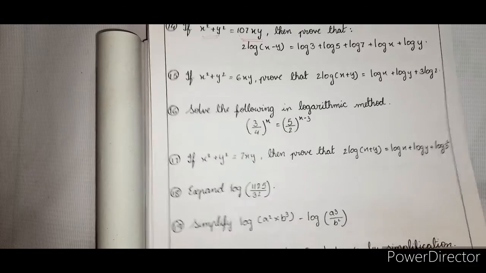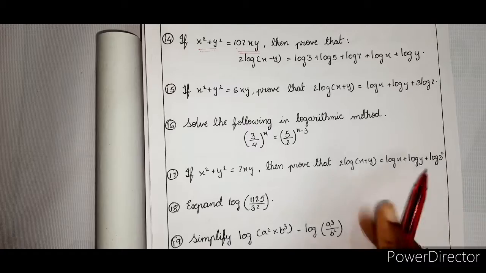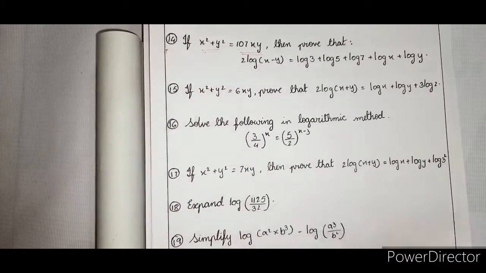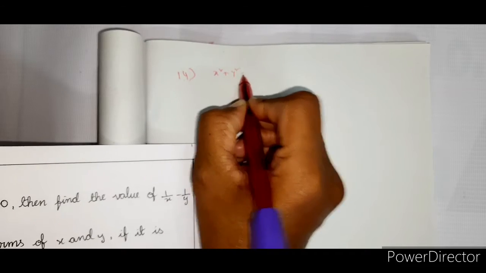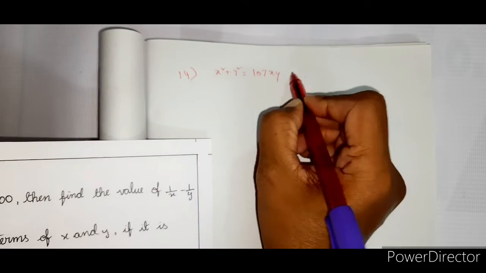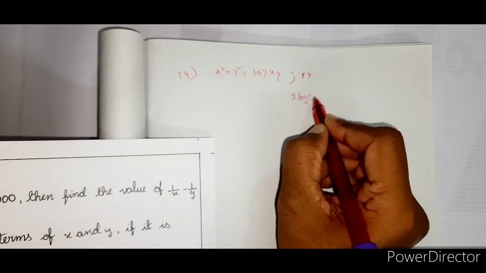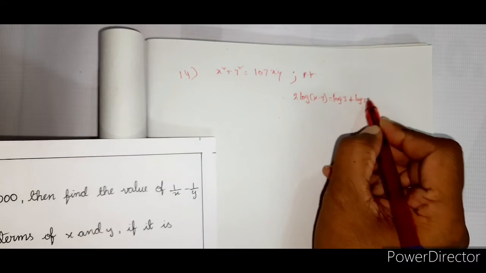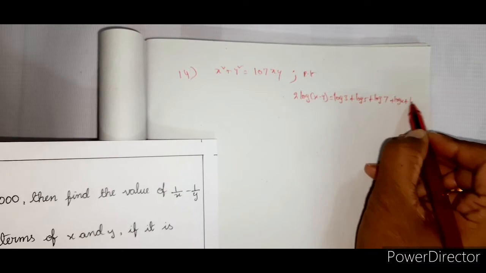So, for those who have not watched yesterday's video, let me help them by solving one particular problem out of these. Let me do the 14th one now. It is given that x square plus y square is 107xy. Now what we have to prove is 2 log of x minus y is equal to log 3 plus log 5 plus log 7 plus log x plus log y.